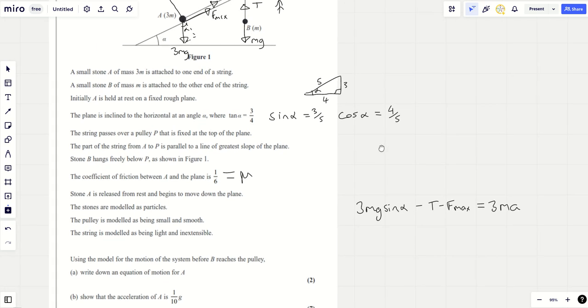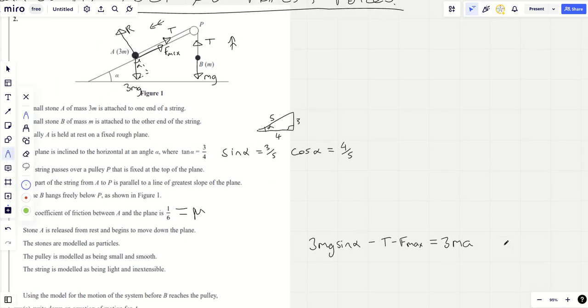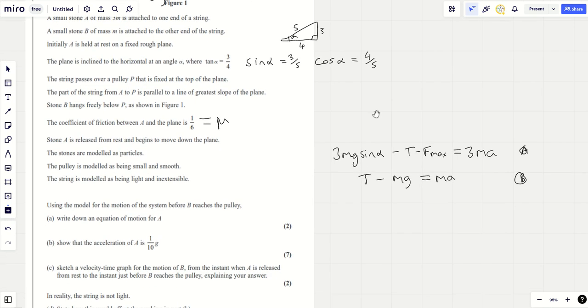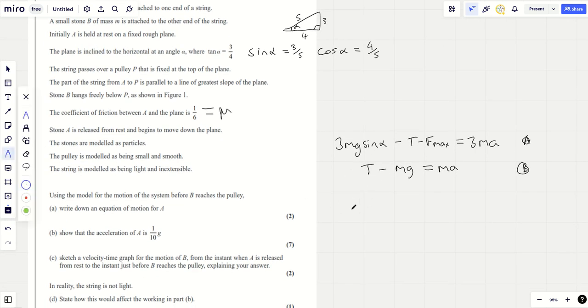Show that the acceleration of A is g/10. Now in these questions, you always do an equation of motion for A and an equation of motion for B. Now B's equation of motion is slightly easier. You just got t minus mg is ma. And if we add these two equations together, we will eliminate the t's and therefore be able to find the a's. So 3mg times by 3/5 is 9/5 mg. And then I'm adding this to this, minus t and t cancel. I've got minus an F max, which is a mu r, and then minus an mg, and that equals 4ma.